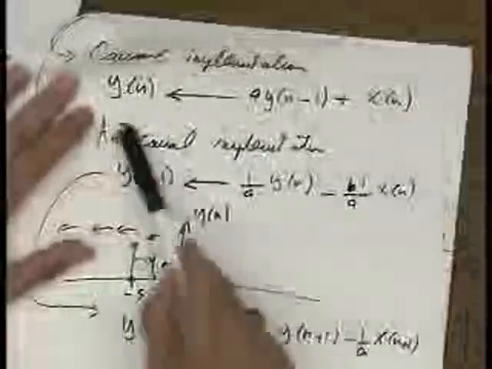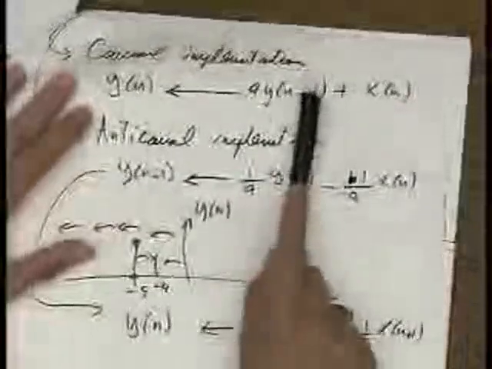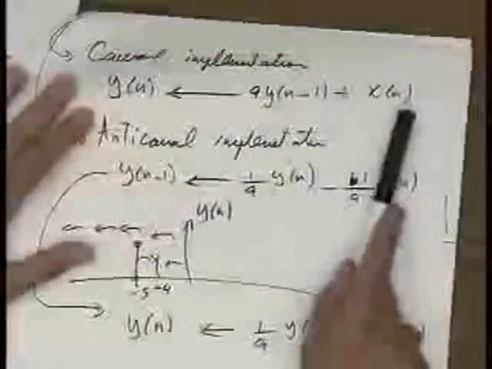That's the causal implementation. That means the output at time n only depends on the output at time n minus 1 and the input at time n. That is a causal system.